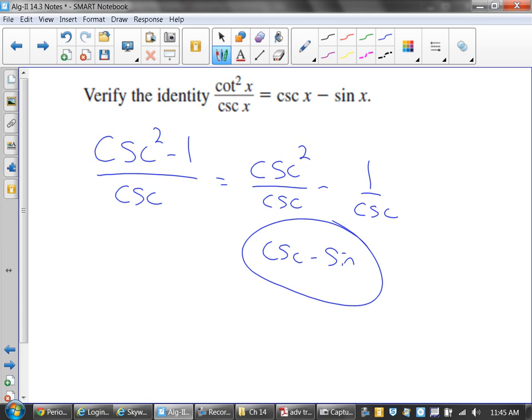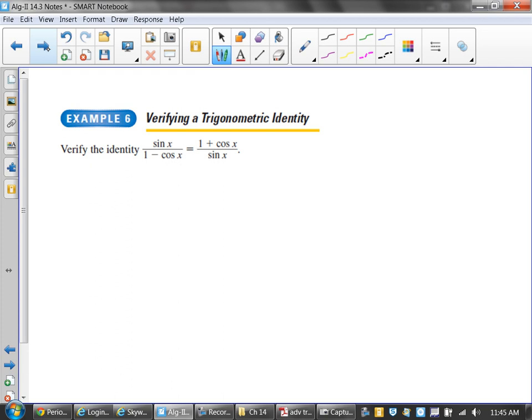I'm pretty sure it's not 1 over cosine, because the answer is supposed to be cosecant minus sine. So, guys, there's going to be multiple ways to set these things up. They're not the easiest things in the world to start with. It's going to take a while to get a hang of this.